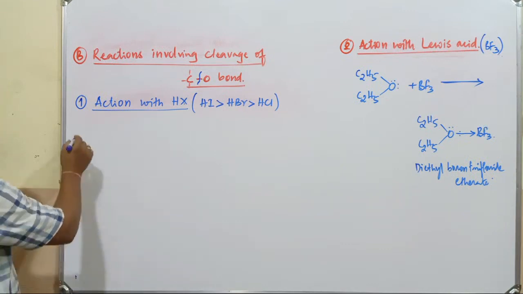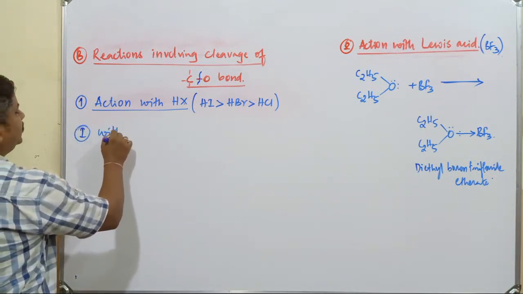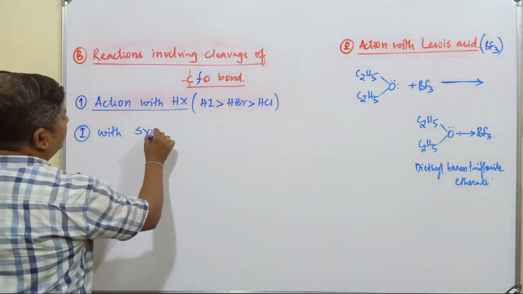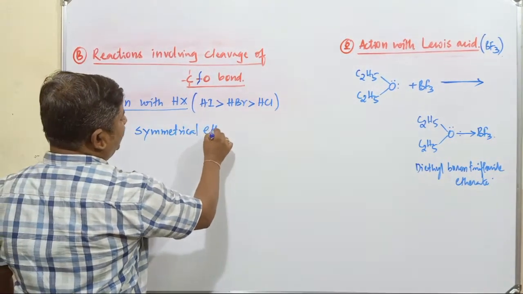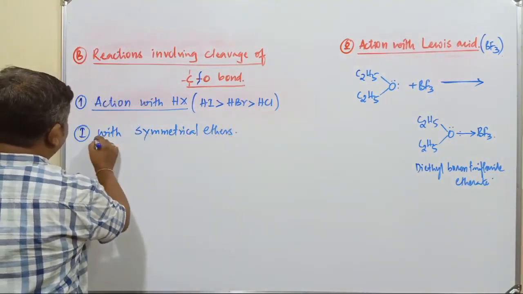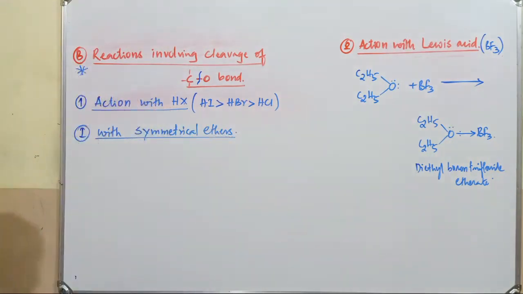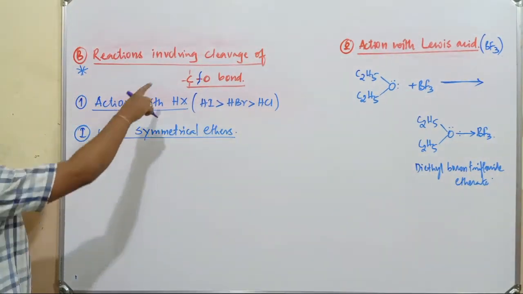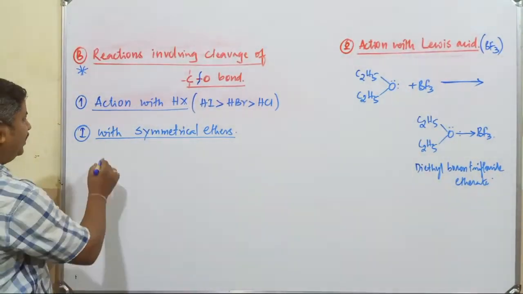In this case, A, I'll take the first one, with symmetrical ethers. The reactions are of different types here. Symmetrical ethers: this is one of the most important reactions, a very important reaction in the case of ethers. How do these hydrogen halides react with symmetrical ethers? That results in carbon oxygen bond cleavage.